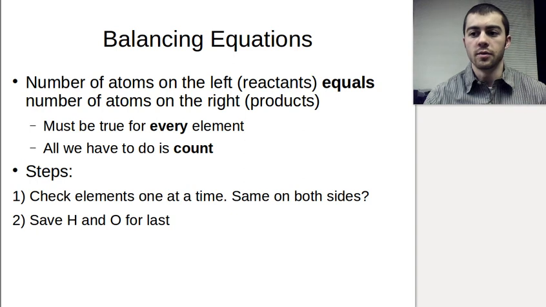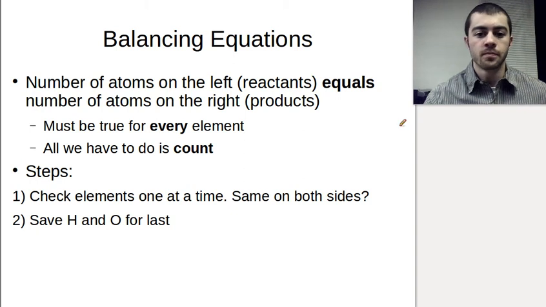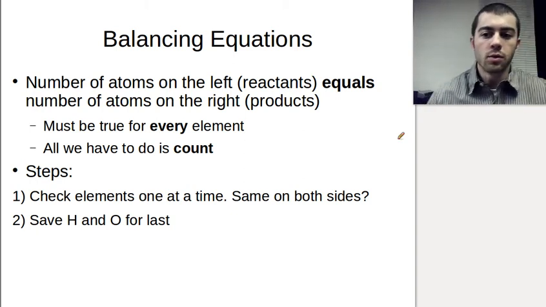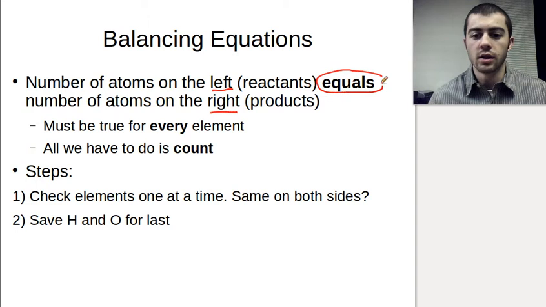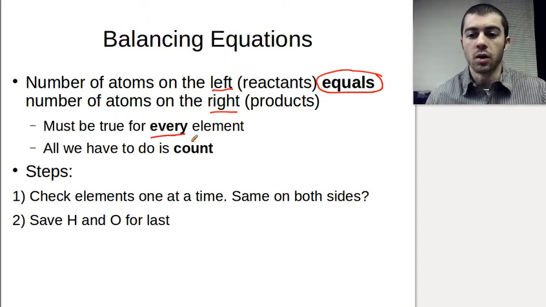This Regents chemistry video is on balancing equations. So the key with balancing equations is we just need to make sure that we have the same number of atoms on the left side that we do on the right side. So the number on the left and the right needs to be equal. And this must be true for every element that's a part of the reaction.